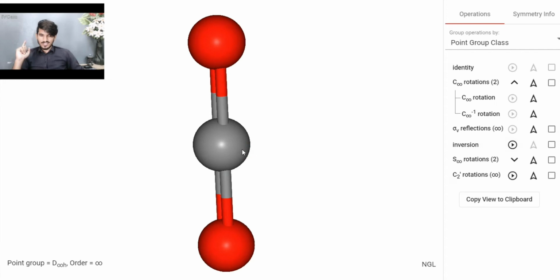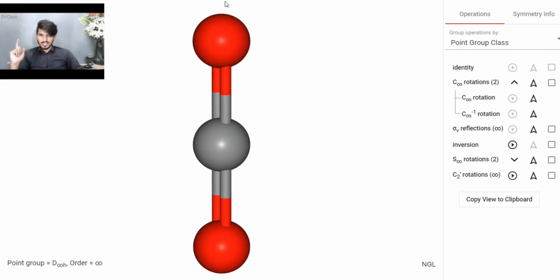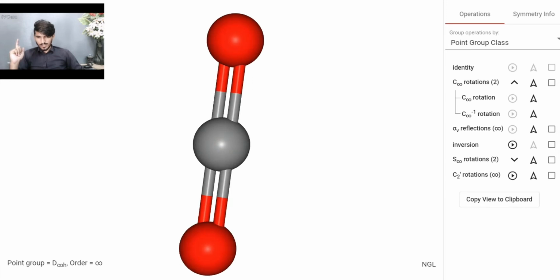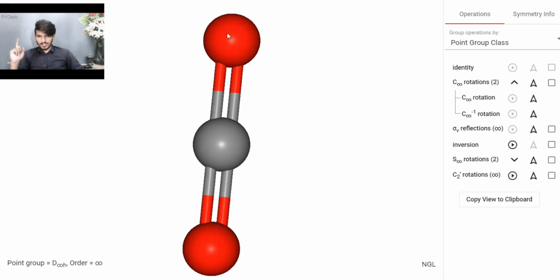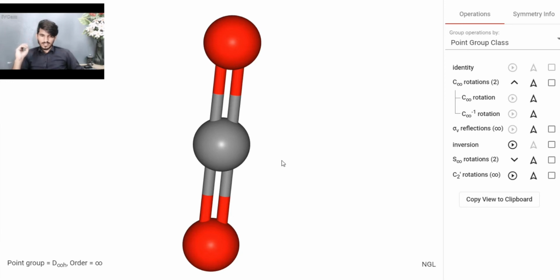There are infinite sigma v's present, which means you can cut this molecule from here, or you can cut it after giving a rotation from here, or after giving some more rotation from here. Whatever way you cut this molecule, you will get the same initial configuration. These three atoms will be divided into two halves no matter which angle you take for sigma v. So there are infinite sigma v's present in this carbon dioxide molecule.